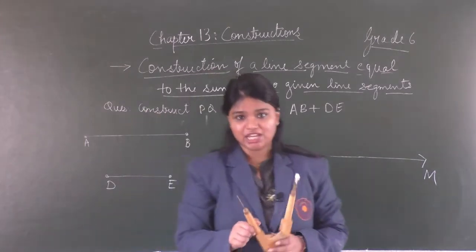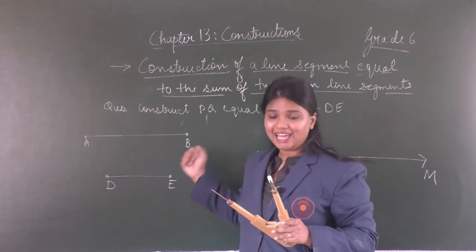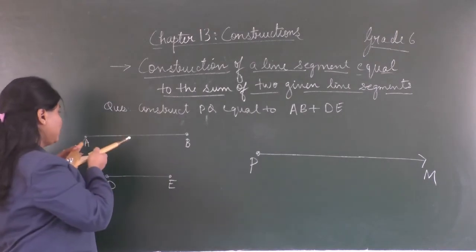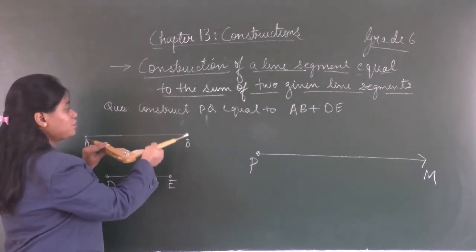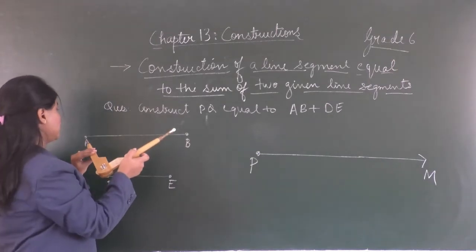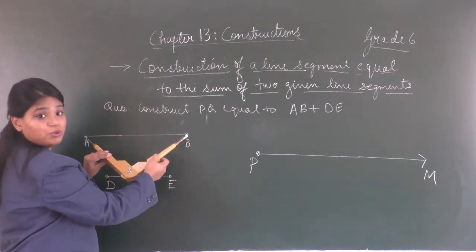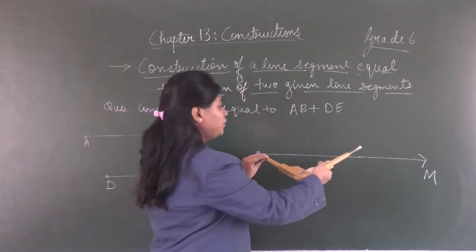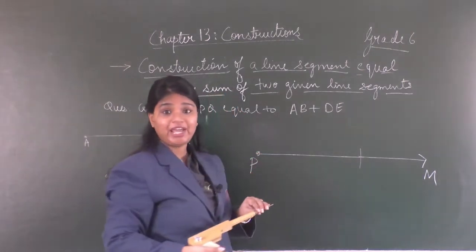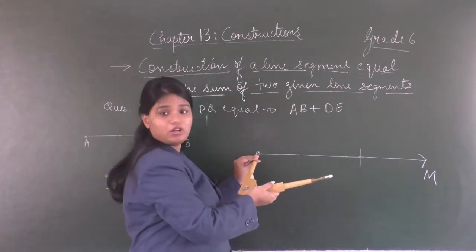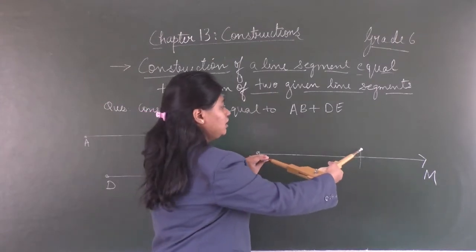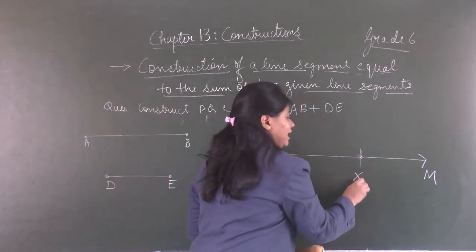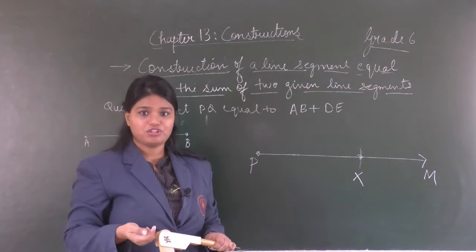First step, you will take your compass and measure AB, right? So here I am placing the needle of my compass on A and opening the other arm up to B. Okay, so I have opened my compass with the measurement equal to AB. Now what you will do, you will place the needle on point P and cut an arc on the ray PM, and I am naming this point as X. Any alphabet of your choice, right?